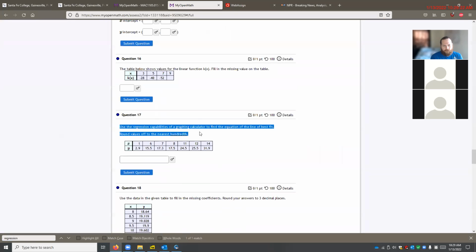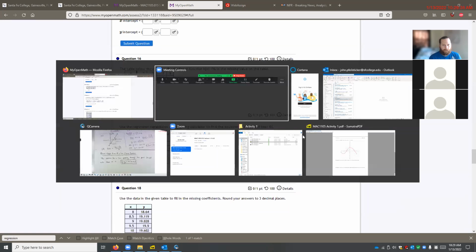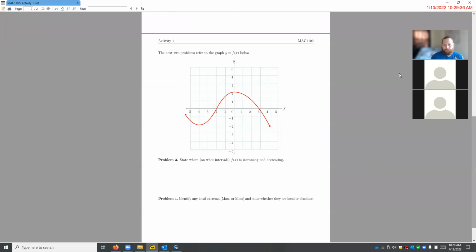Instead of rushing this right now, I want to complete that activity. So what I'm going to do is I'm going to create some breakout rooms, and I want you guys to work on the activity questions together. I'm going to pull up the activity. We can review it really quickly.